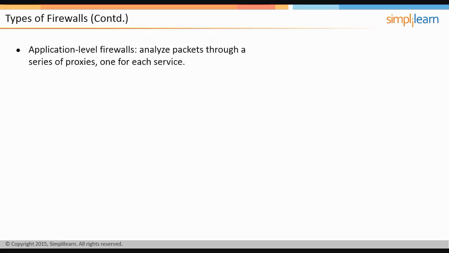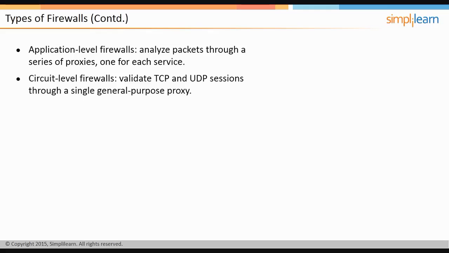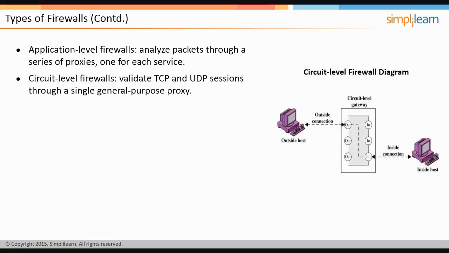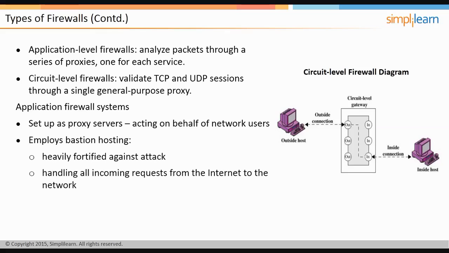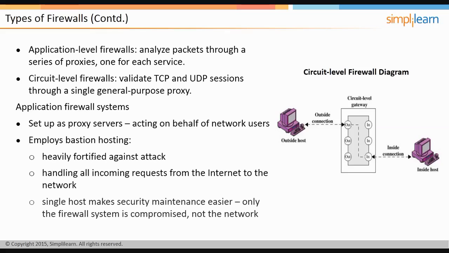Application-level firewalls analyze packets through a series of proxies, one for each service. Circuit-level firewalls validate TCP and UDP sessions through a single general-purpose proxy. The diagram in the slide demonstrates this. Application firewall systems are set up as proxy servers acting on behalf of network users. It employs bastion hosting, and it is heavily fortified against attack, handling all incoming requests from the Internet to the network. A single host makes security maintenance easier, as only the firewall system is compromised, not the network.